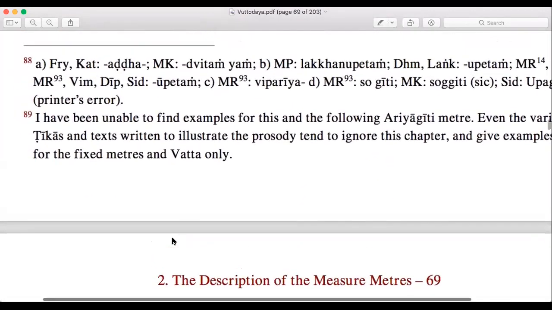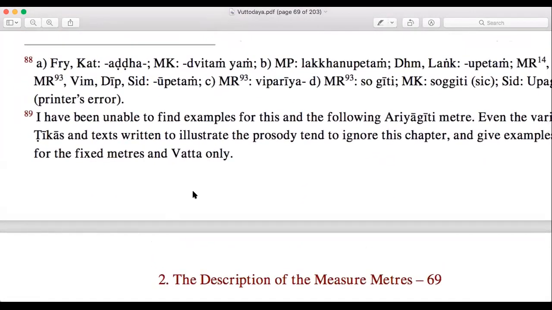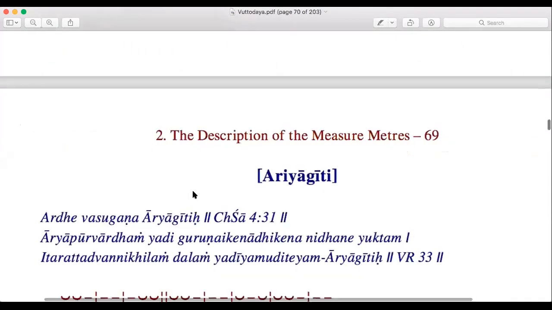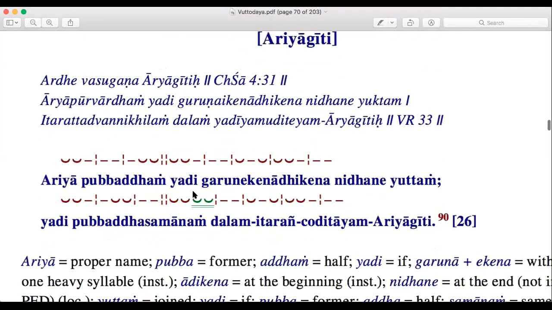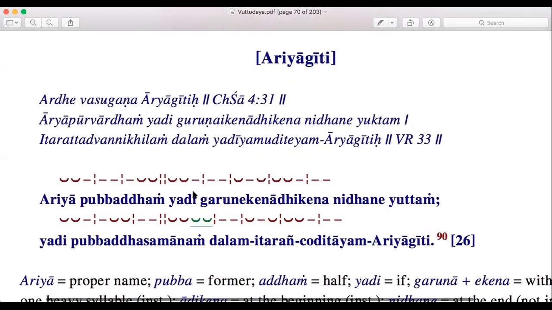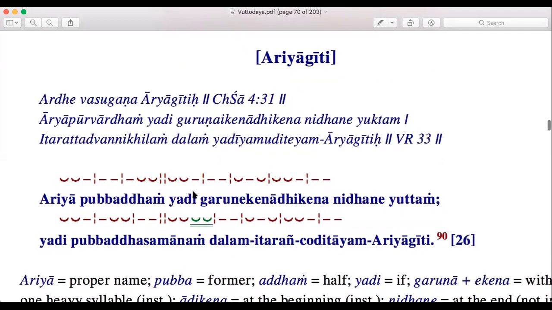So there are no examples for Uggiti verses. I couldn't find any, and Bante Anand Jyoti has also not presented any example. In our books also there are no examples for Uggiti verse, so you can later do research to find examples for Uggiti verses, or you can compose by yourself. So that is Uggiti, and now we are going to Ariya Giti.